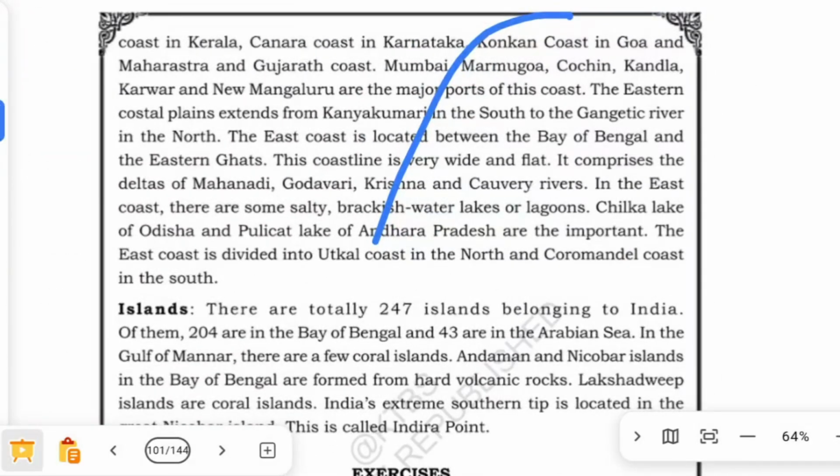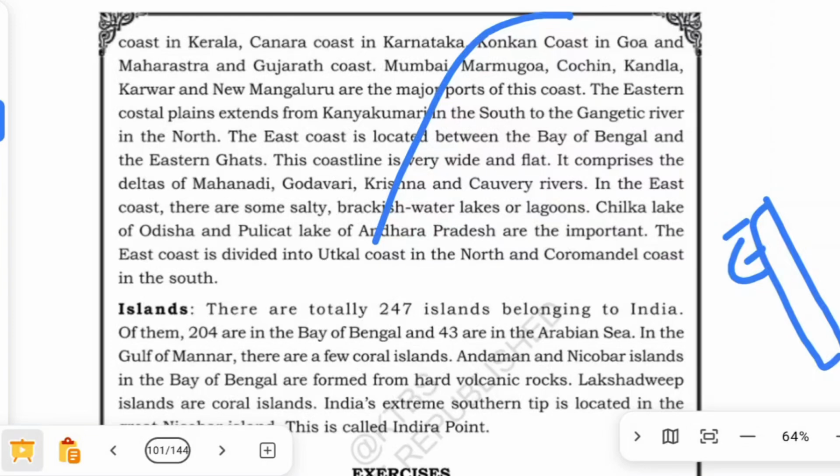Kerala coast, Canara coast in Karnataka, Konkan coast, Goa. These are all Gujarat, Maharashtra, Mumbai, Mormugao, Cochin, Kandla, Karwar, New Mangaluru. These are all the major ports on the coast.